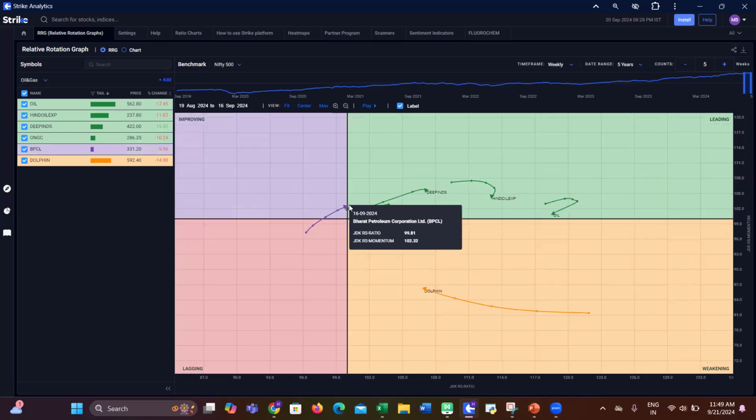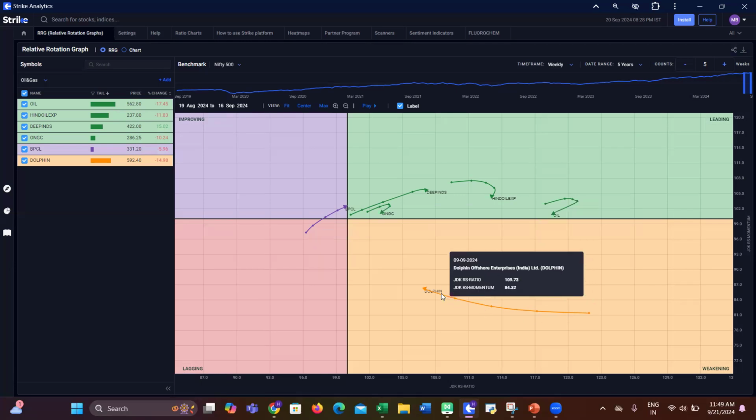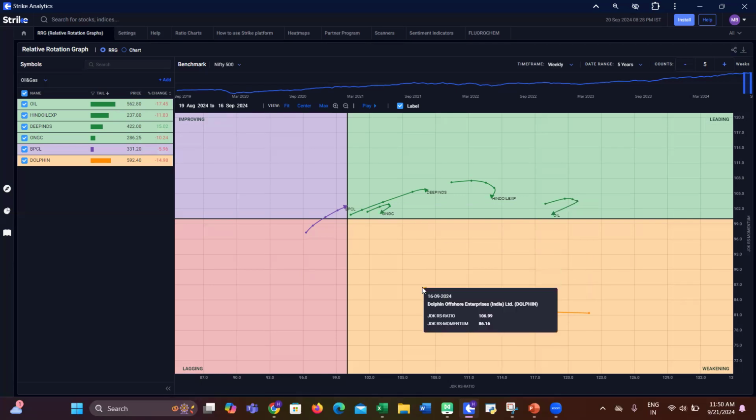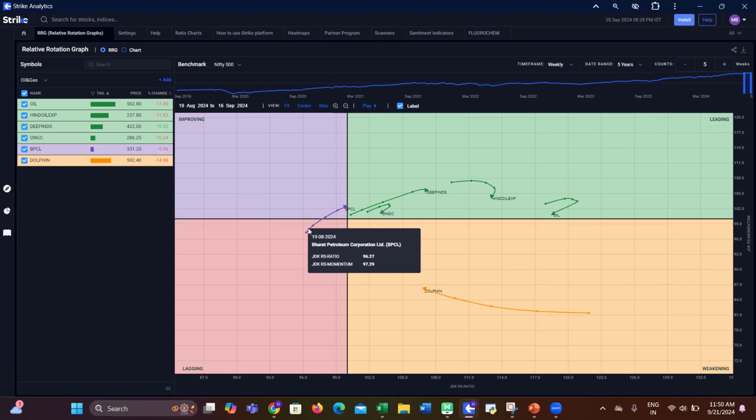BPCL is headed towards leading, very close to the benchmark, very stable movement, but it is very interesting to see if there would be any further increase in the RS momentum and RS ratio. Overall, there is a slight reduction in the RS momentum for most of them, except BPCL. And there is a slight increase in the RS momentum for Deep Industries, Dolphin Offshore Enterprises, sorry. It is very interesting to see if it goes further into leading with good RS ratio and RS momentum. So this is where we are placed at this point in time.